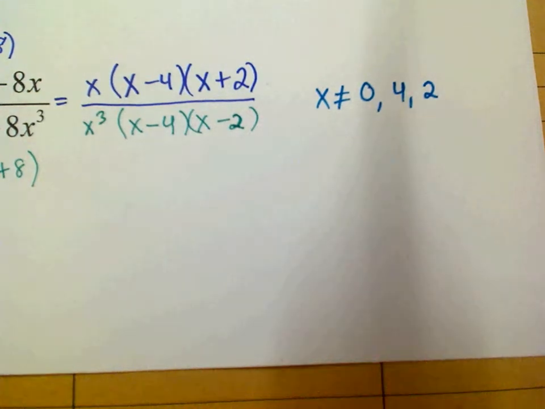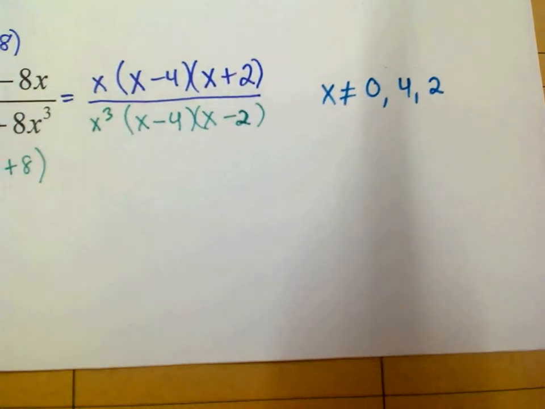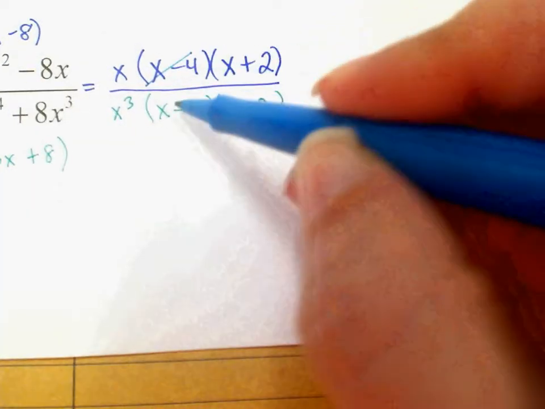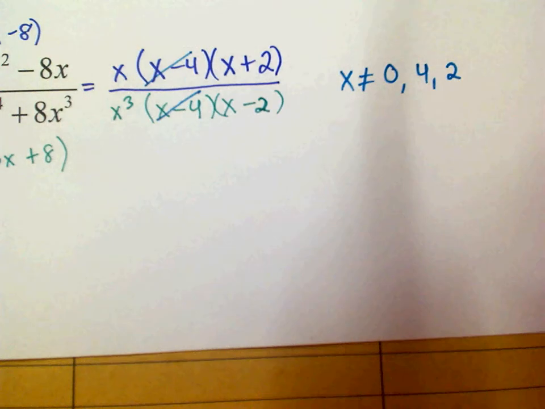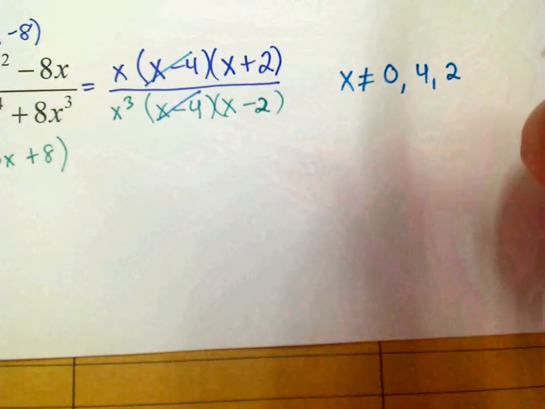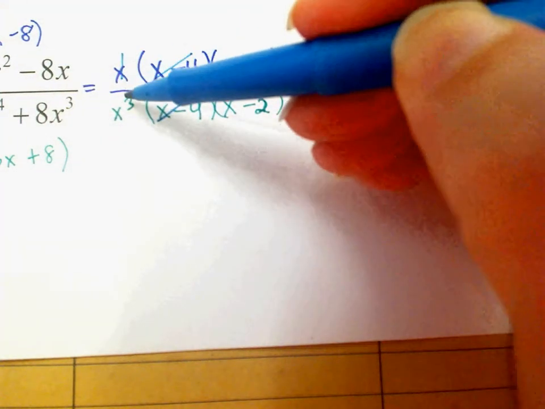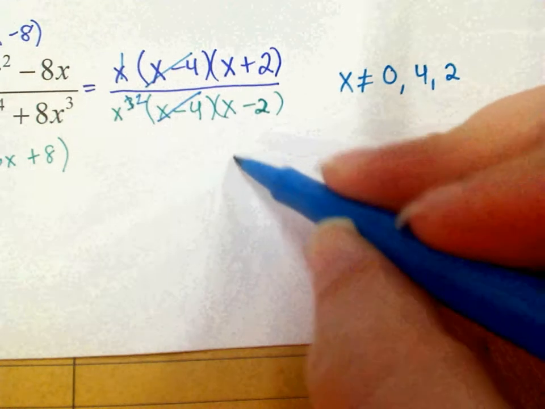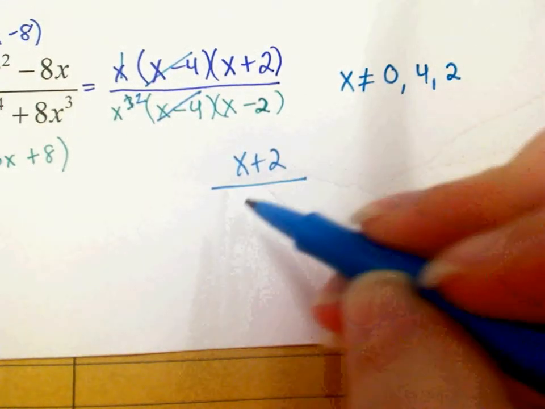What happens? Well, you cancel x minus 4. Okay, x minus 4 can simplify out. What else? You can do x. But 1 x and 1 x leave me with how many in the denominator? 2. So my final expression is x plus 2 over x squared times x minus 2.